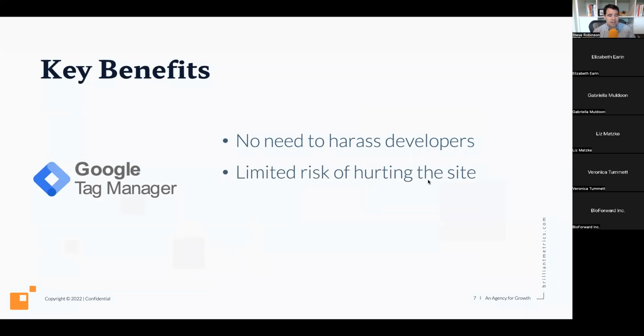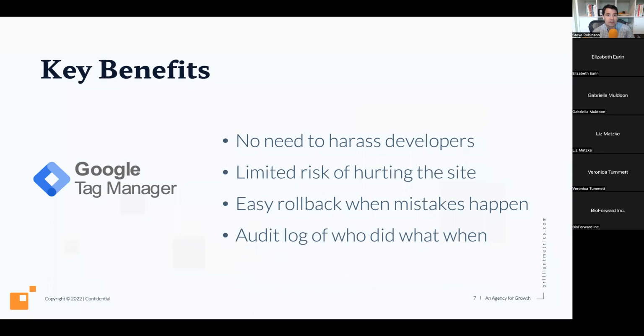It limits the risk. Now, it does not eliminate the risk of hurting the website, but it limits it. It is easier for a developer to break the website messing with the code right there in the site than it is for you to break the website working within Google Tag Manager. But here's the thing. If you do break the site, it's really easy to fix. It is really fast and easy to roll back a mistake or an error. And we'll go through how to do that in this webinar today.